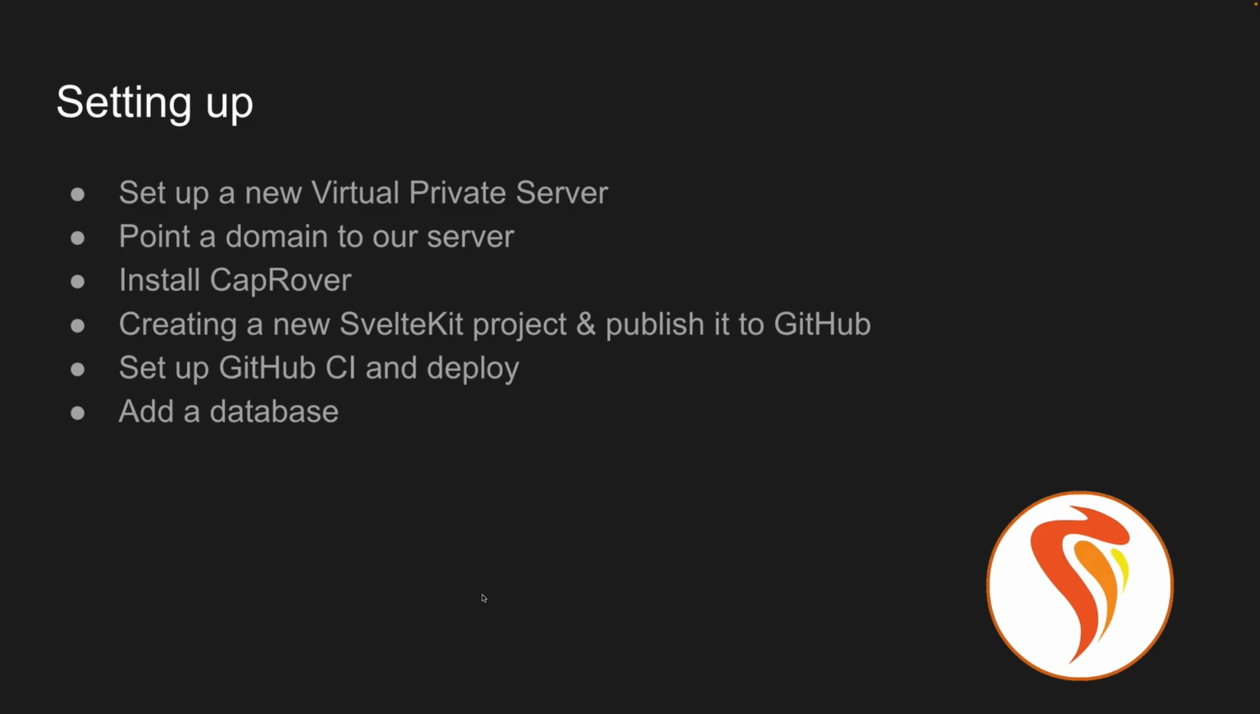So the steps that we're going to do: we're going to create a brand new virtual private server. I'm going to use DigitalOcean for this, but you can use any server host that you want. We're going to point a domain to our server, install CapRover, and then create a brand new SvelteKit project and publish it to GitHub. We're going to set up GitHub continuous integration through GitHub Actions and deploy the whole thing. And then just at the end, I'm going to demonstrate how you can easily add a database to your project. All right, it's time for the demo.